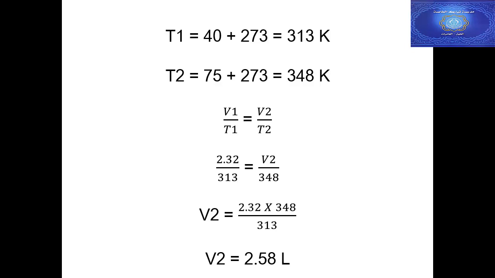After that, we will use Charles' law, which says that V1 divided by T1 equals V2 divided by T2. V1, the first volume, which equals 2.32, divided by the first temperature, which equals 313, equals the second volume, which is unknown, divided by the second temperature, which is 348. Cross multiplication, so V2 equals 2.32 times 348 divided by 313. So the final volume will equal 2.58 liters.